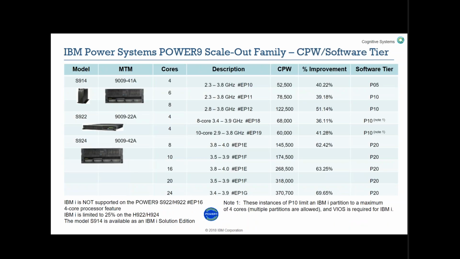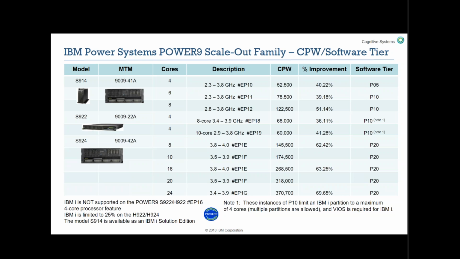And then this is a Dan chart. The last chart was the marketing chart. This is my chart that I created because a lot of times customers ask me, okay, the Power 9 model, which software tier does that run? From an IBM i licensing standpoint, that's a big difference. So is it a P05, P10?